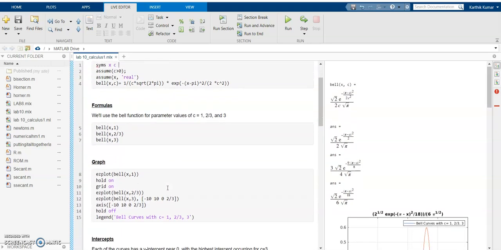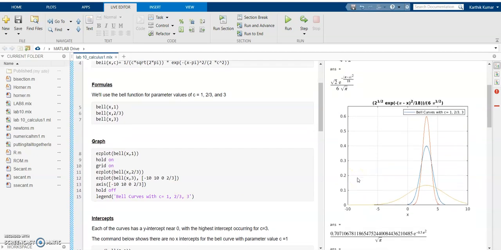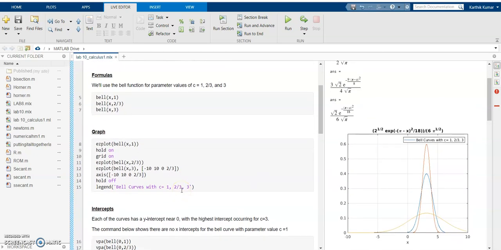Then let's look at how to plot a graph. It's not new to us. We have seen how to plot a function, which is by using ezplot. Bell of x comma 1 is going to plot the bell function for c equal to 1. I'm switching on the grid and I'm holding on because I need to plot two more curves, for c equal to 2 over 3 and 3. So I'm plotting that, within an interval.